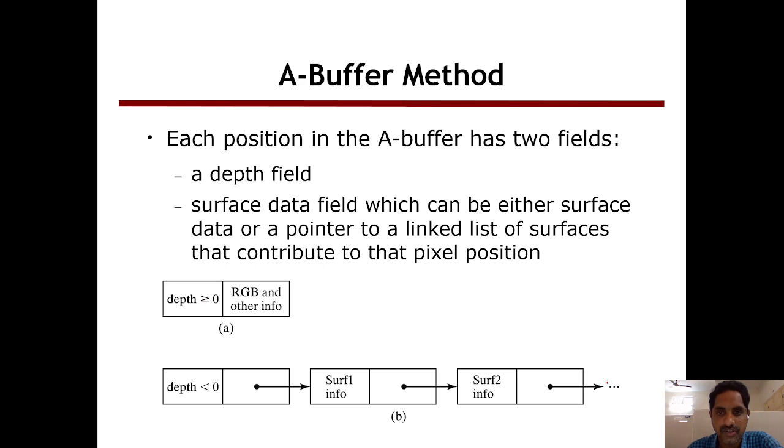In each position of the buffer there are two fields. The first one is the depth field and the second is the surface data field. Based on that, we can find the value. If the depth is greater than or equal to 0, it holds RGB and other information. If the depth is less than 0, it will link to the surface information. It links to the surface 2 information.